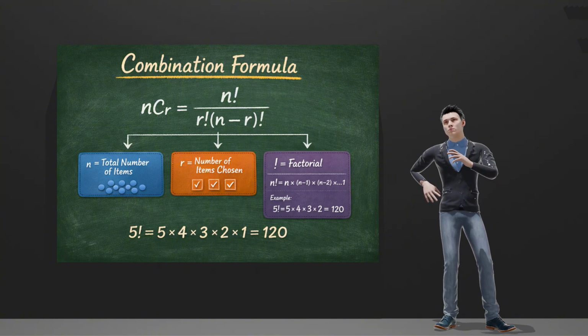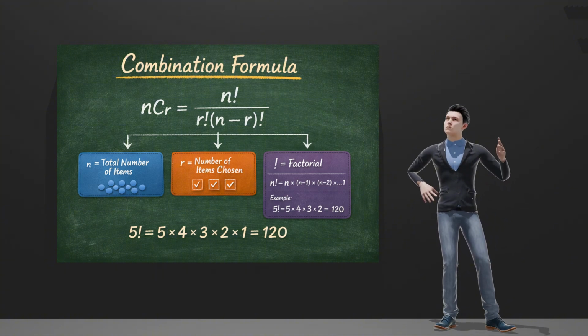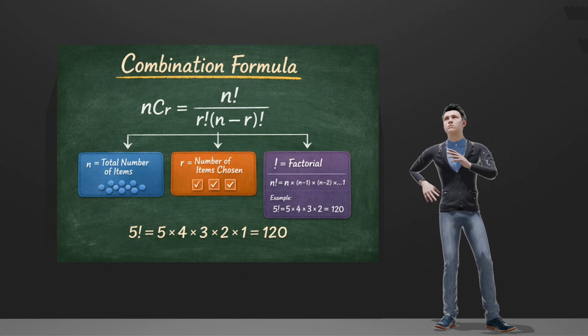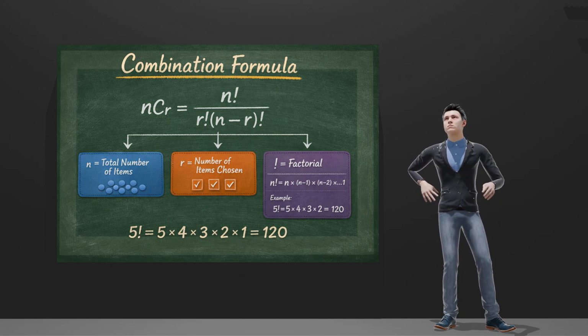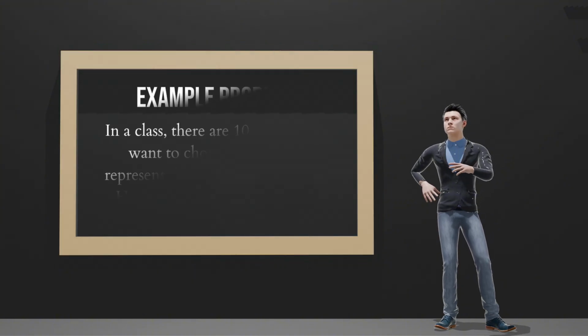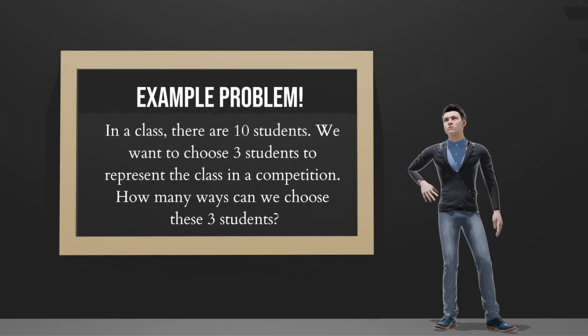For example, 5 factorial, written as 5!, is equal to 5 multiplied by 4, then 3, then 2, and finally 1, which results in 120. Now, to better understand this concept, let us consider a practical example. Suppose there are 10 students in a class, and we want to choose 3 students to represent the class in a competition. The question is, how many different groups of 3 students can be formed?